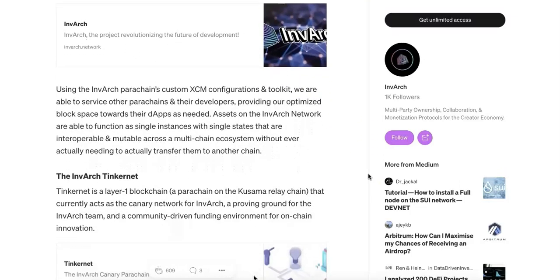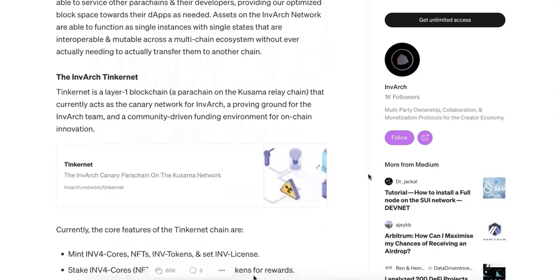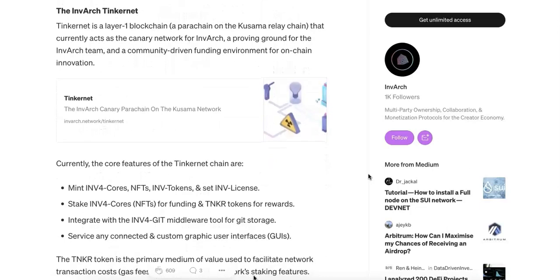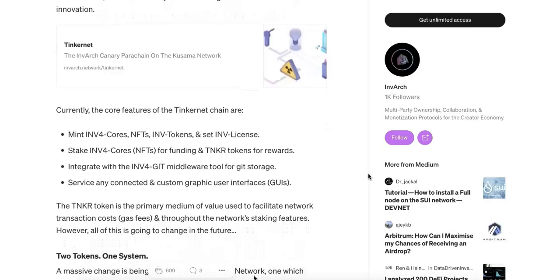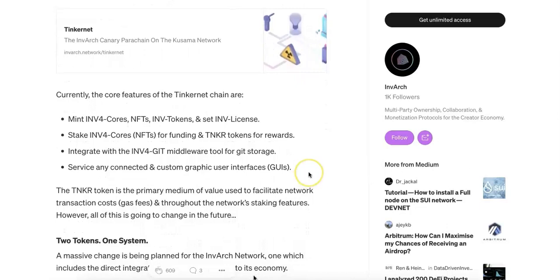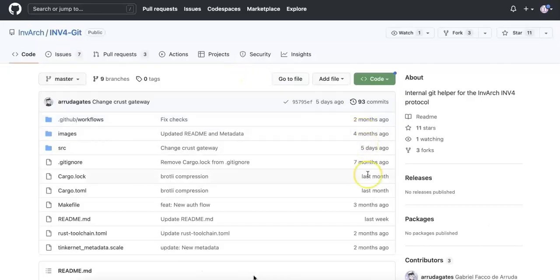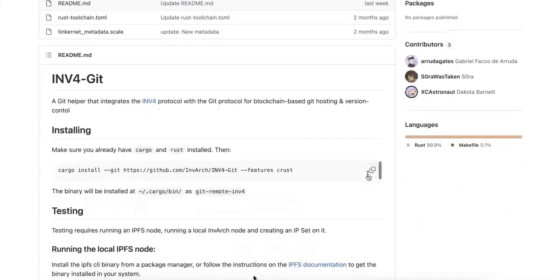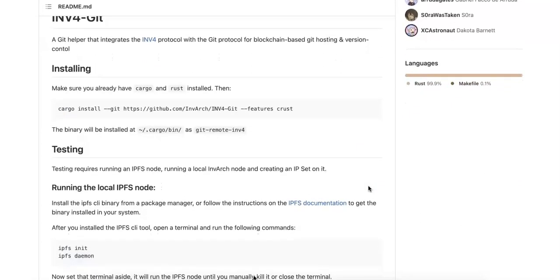The InvArch parachain and the InvArch Tinkernet are both blockchains, one on Polkadot, one on the Kusama relay chain. And for Tinkernet, the core features are minting InvArch cores, NFTs, the InvArch token, and staking for funding, and also integrating with the InvArch Gate and services for the GUI. The InvArch Gate I would like to highlight because this is quite a new thing, and I think it's a big thing as well.